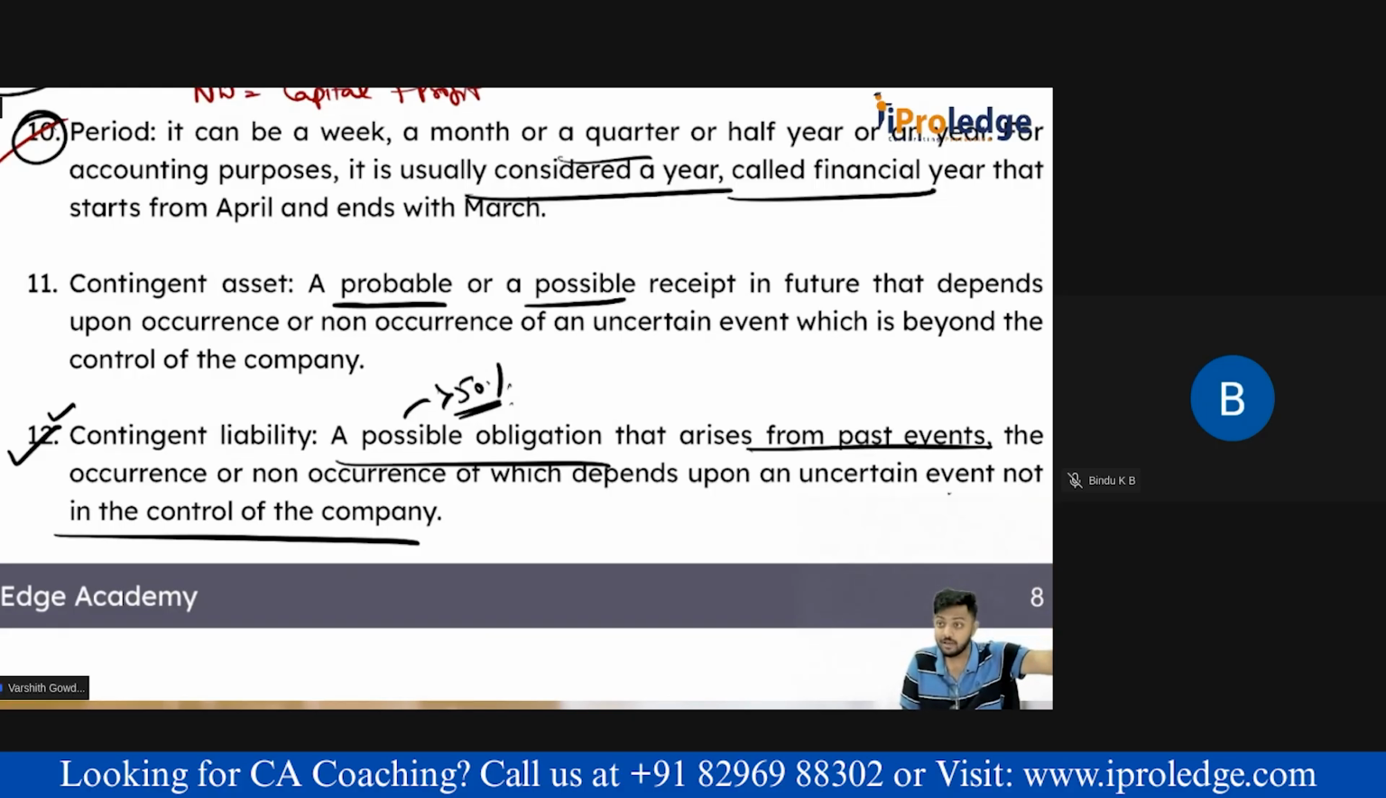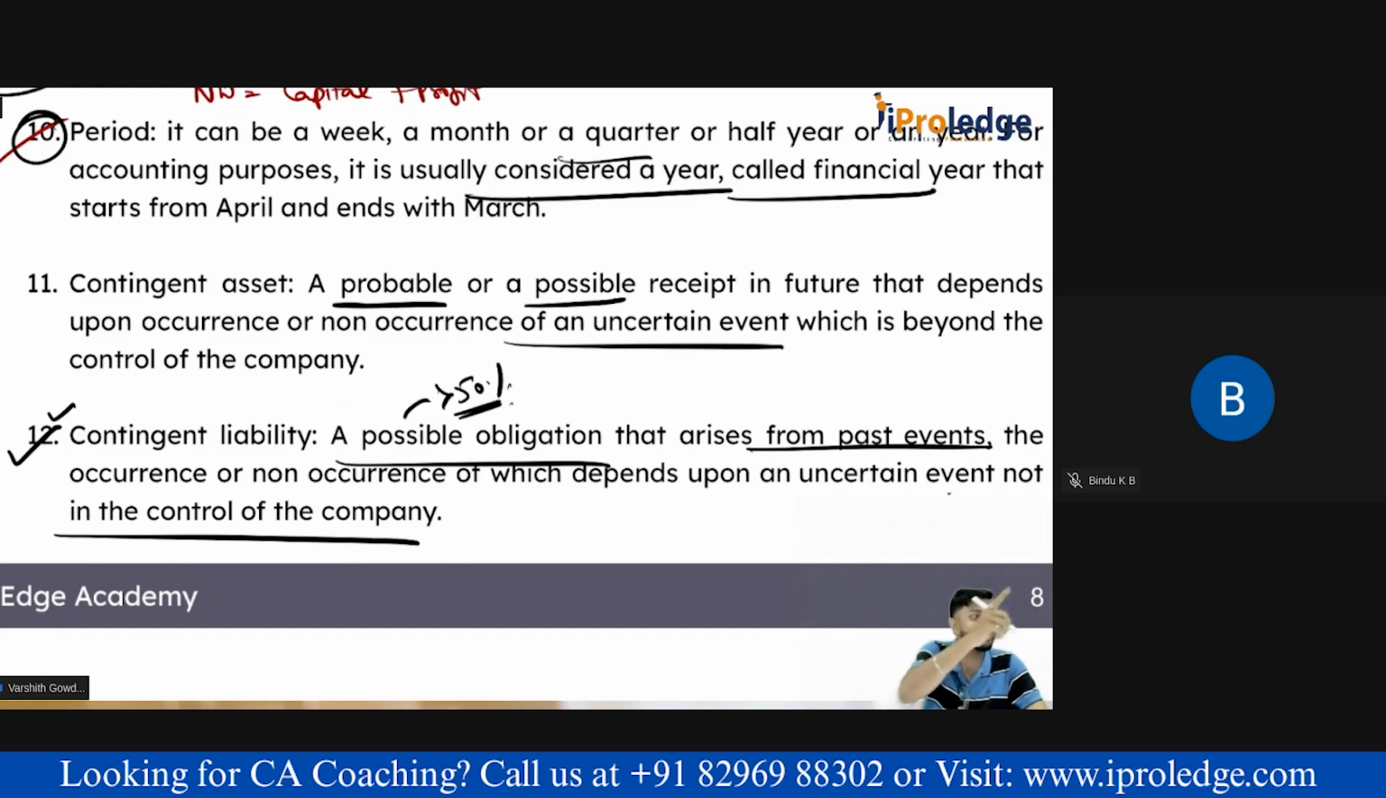Be it possible, more than 50% agreeably, in the future, that depends upon occurrence or non-occurrence of an uncertain event, which is beyond the control of the company. So if you see in liability, they told only it is possible. The chances are 50%. But in asset, they are telling possible or probable. Why? They are telling even if it is probable, but if it depends on the occurrence of some event, don't record it.